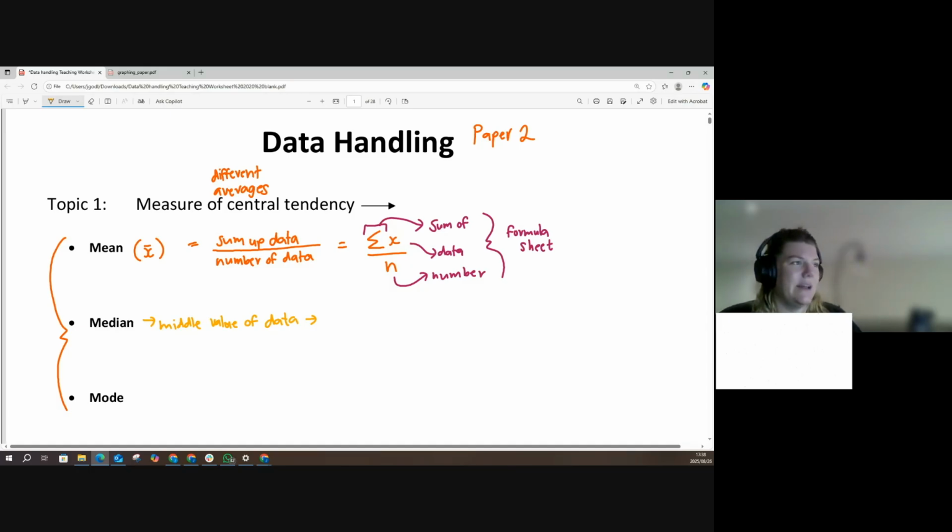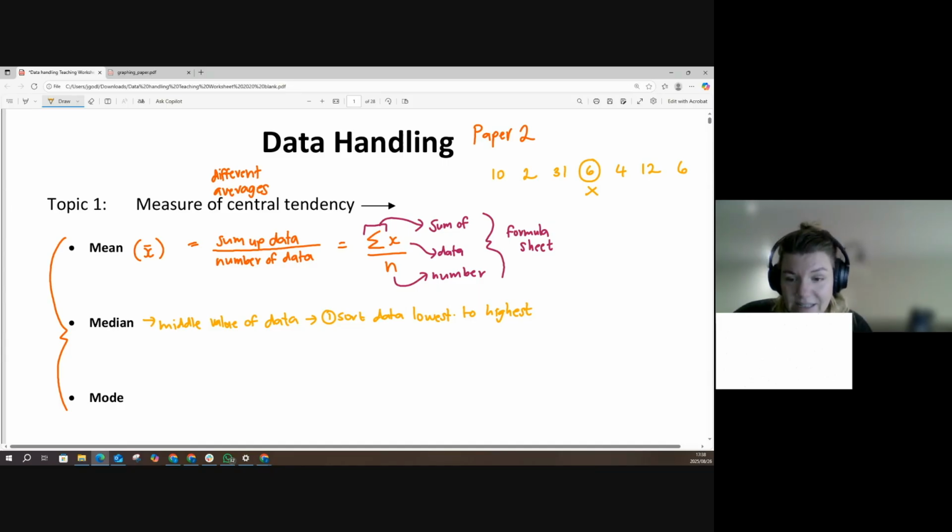So let's say I had numbers like this. 10, 2, 31, 6, 4, 12. I'm going to do another 6. Good. Okay. I can't just choose my middle number. I can't just be like, okay, cool, that's my median. The first thing I have to do is I have to order it. So the first thing I have to do is sort the data from lowest to highest. And then I can get the middle number.